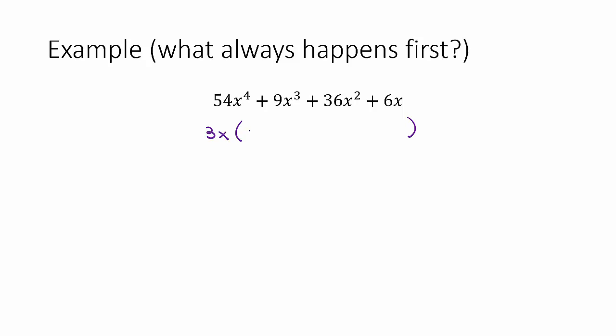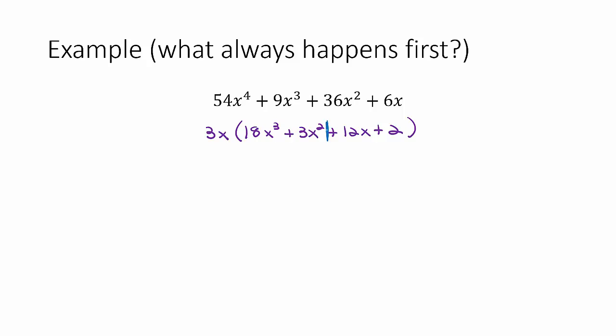54 divided by 3 is 18x cubed, after one of the x's is pulled out. Plus 9 divided by 3 is 3x squared. Plus 36 divided by 3 is 12x. Plus 6x divided by 3 is 2. Now we're ready inside the parentheses. That 3x is just going to kind of hang out front for the rest of the problem.